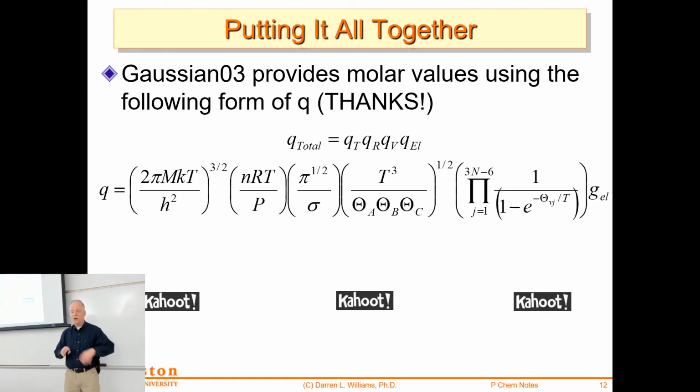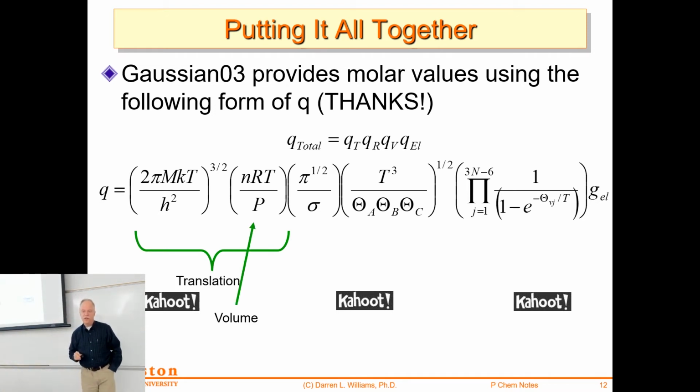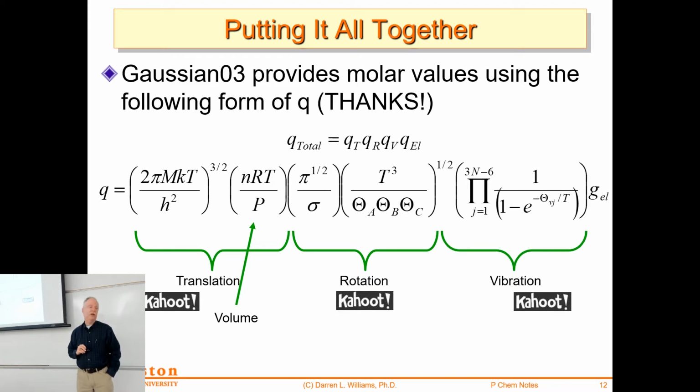And so this is putting it all together. This is what Gaussian does when it calculates that total partition function. We have the translational piece over there on the left. We have the rotational piece in the middle. And then we have the vibrational piece. And notice the vibrational piece has 3n minus 6 terms. So this is for a nonlinear molecule.